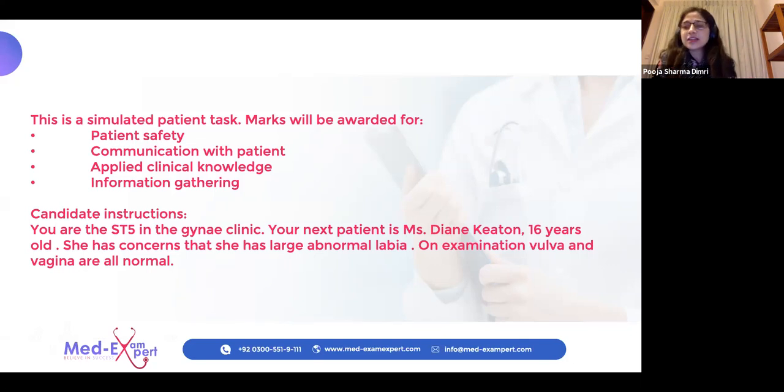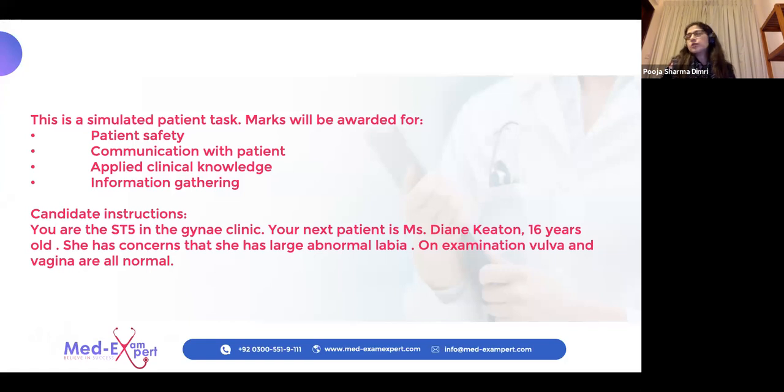You will get this kind of patient even in real life and even in the exam scenario, when it's a kind of patient negotiation. You are not going to suggest surgery, but somehow you have to agree to her concerns, that yes, what she is thinking is also okay, but what we feel is this.